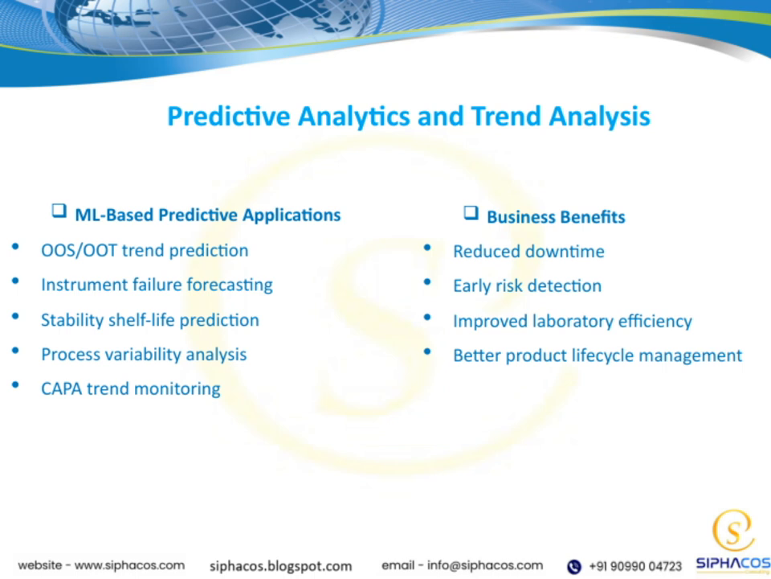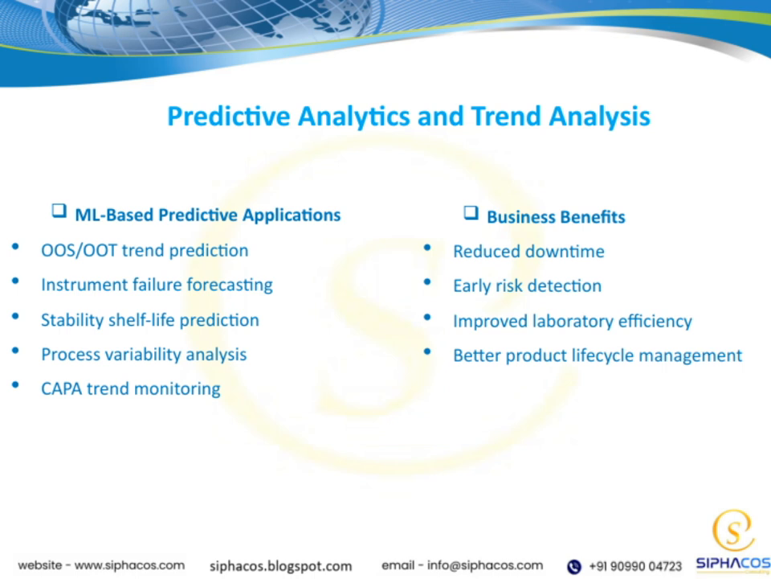For example, machine learning-based predictive applications are at the core of this. They enable us to predict out-of-specification or out-of-trend scenarios, OOS or OOT, so we can intervene proactively. We can also forecast instrument failures before they happen, reducing unexpected downtimes. Shelf life stability predictions help us understand how long a product remains effective, which is vital for compliance and customer satisfaction. Additionally, analyzing process variability allows us to control and improve manufacturing consistency.